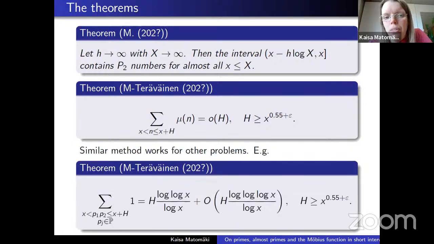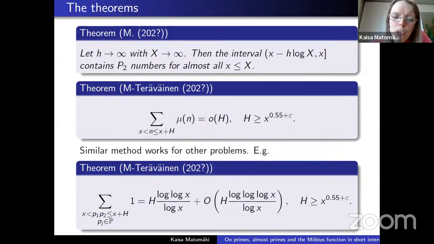And I should say that one can use similar methods for other problems as well. In particular, this setup that Joni and I have for the Möbius function is quite flexible. In particular, it works for other multiplicative functions like divisor functions.